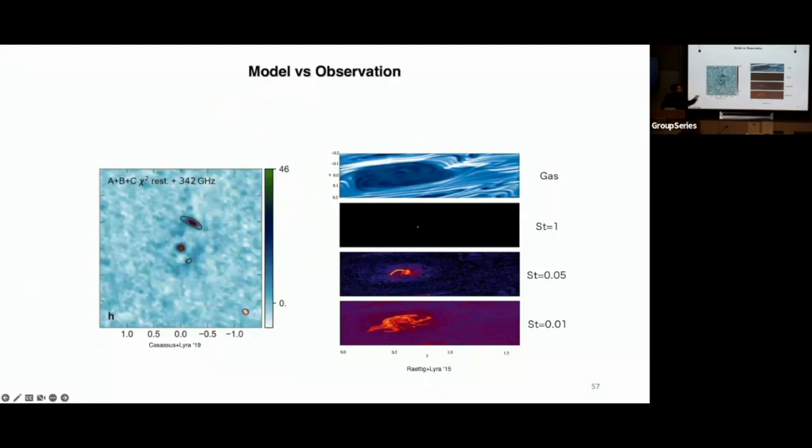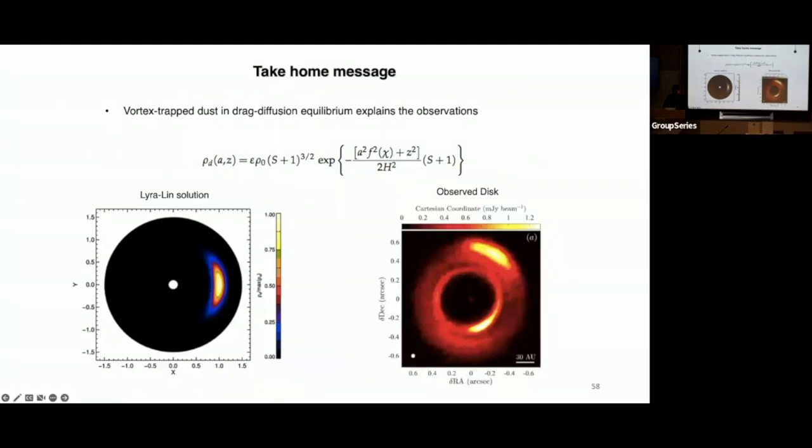They are calling this analytical vortices, seen then in MWC 758. So take home message here: vortex trapped dust in drag diffusion equilibrium explains the observation.